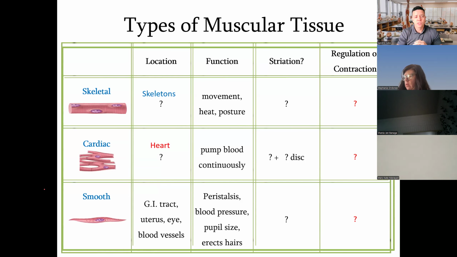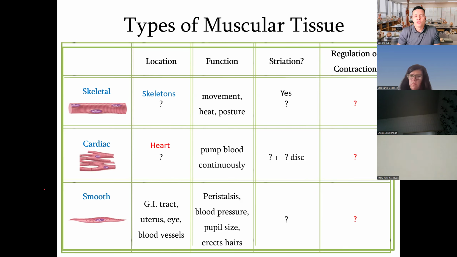We find the smooth muscle in our gastrointestinal tract, the digestive tract. We find it in the wall of the uterus, which is going to help to push the big-headed baby out when it's time to deliver a baby. We're going to find smooth muscle in our eye. The iris, which is the colored part of our eye, is made of smooth muscle. We find smooth muscle in the walls of our blood vessels, and it helps to control our blood pressure. Okay?